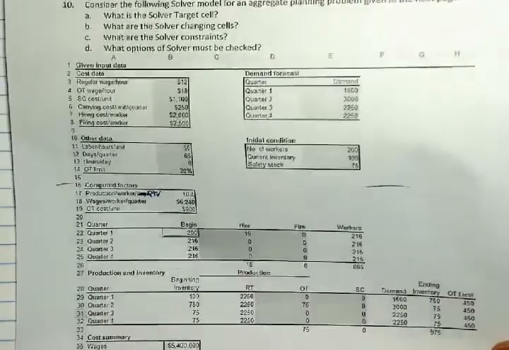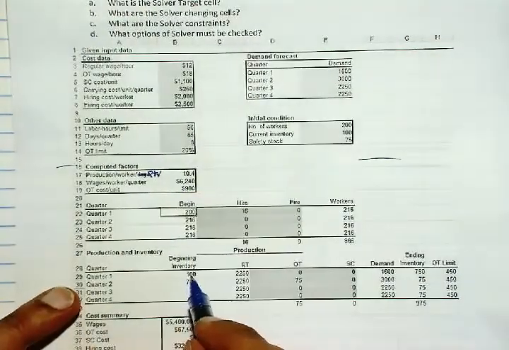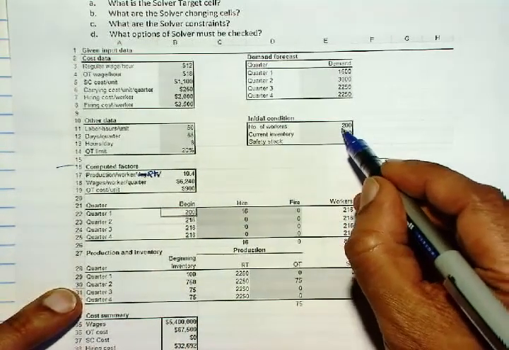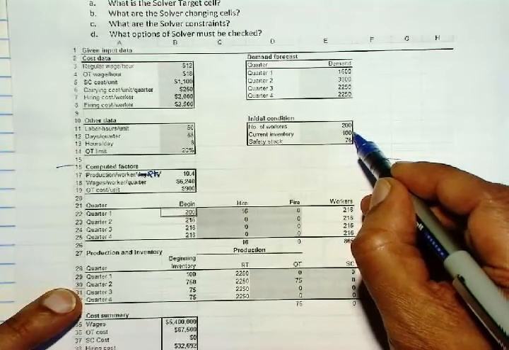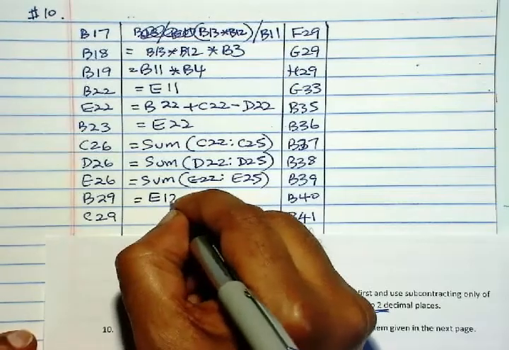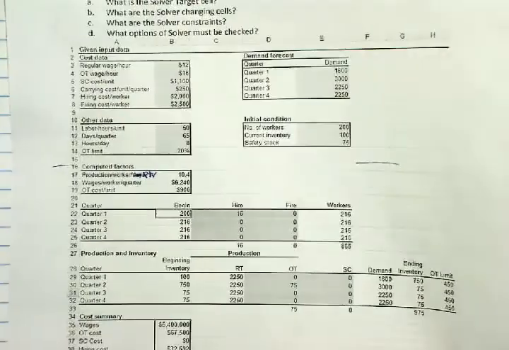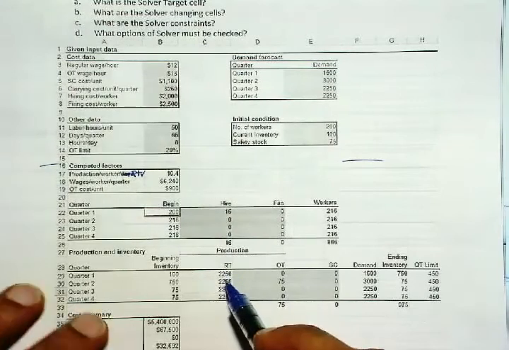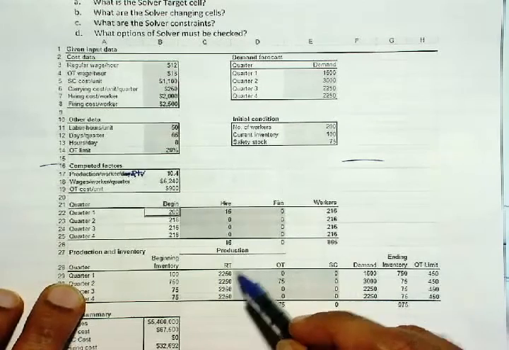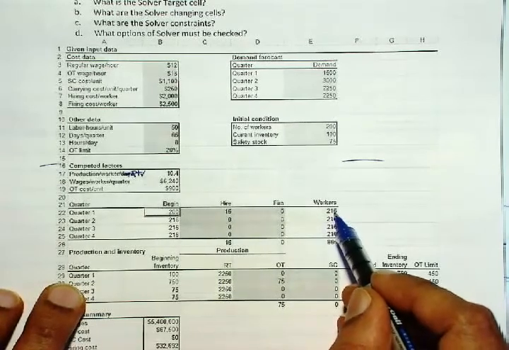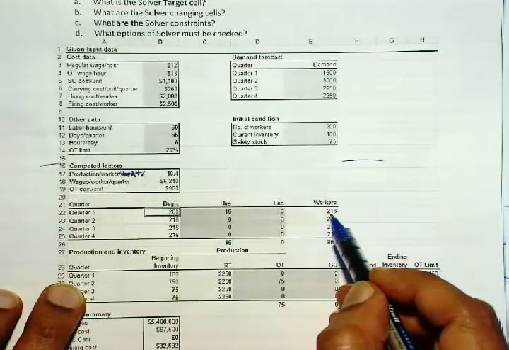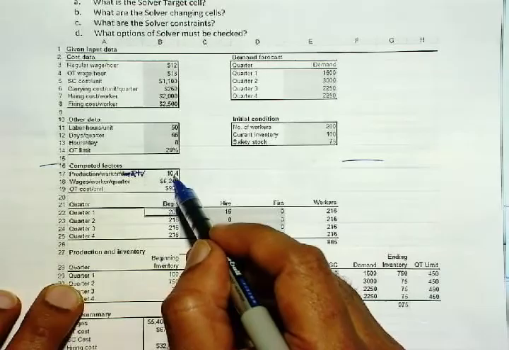And then we have B29. So that is beginning inventory for first quarter. Which should be equal to the current inventory. Current inventory is E12. C29, okay, let's see, C29 is regular time production for quarter 1. So that will be equal to number of workers we have times production per worker per quarter. So it is E22 times B17.